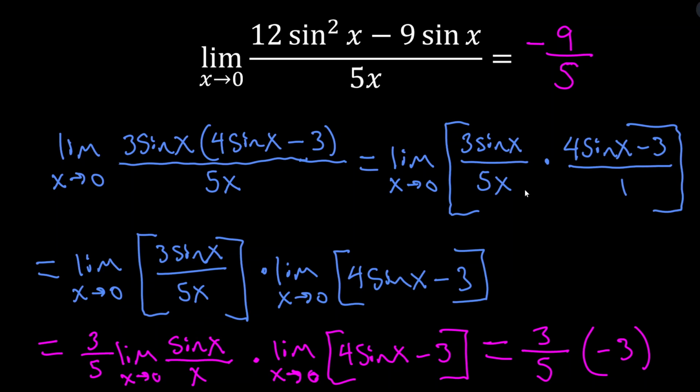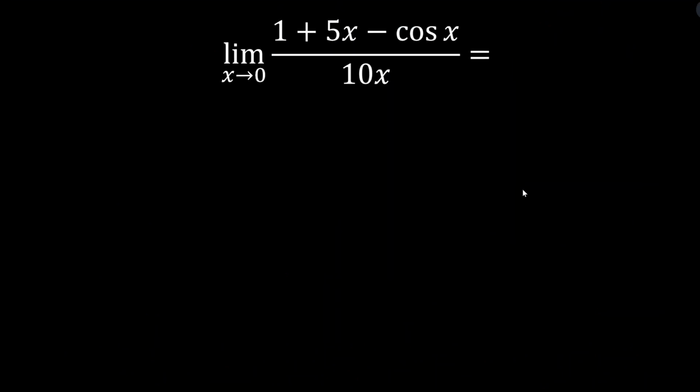All right, let's try another example. Limit as x approaches 0. We're going to plug 0 in, direct substitution. 1 plus 0 minus 1. The cosine of 0 is 1. So we get 0 in the numerator and 0 in the denominator, 10 times 0. So we're going to continue. I see a 1 and I see a minus cosine x. I'm just going to start by putting those next to each other.